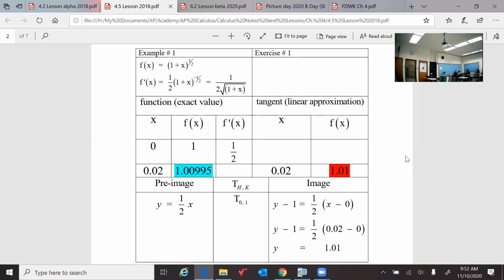The blue value is less than the red value. Not by that one. We knew it was going to be off, because once you travel the tangent line away from the point of tangency, you're going to get an overestimated value of the graph.